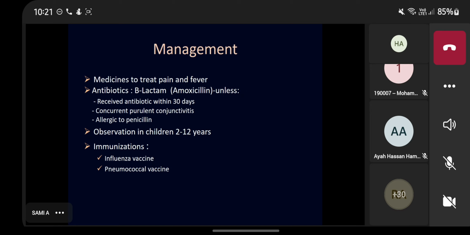The same applies to the pneumococcal vaccine. Now we have the 13-valent Prevnar vaccine. It's a conjugated pneumococcal vaccine, and studies have shown that the vaccine should prevent the serotypes within the vaccine that can cause otitis media.